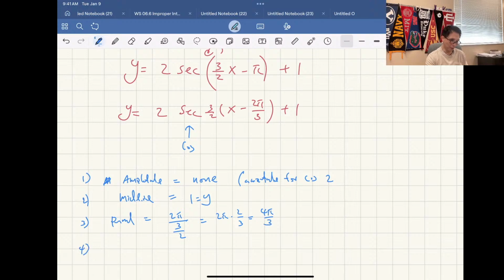And fourth, we want quarter periods. I'd like to figure out what happens with small changes. This one is going to be 4 pi over 3 divided by 4. So the 4s cancel out, and it'll be pi over 3. So each quarter period is going to be pi over 3.